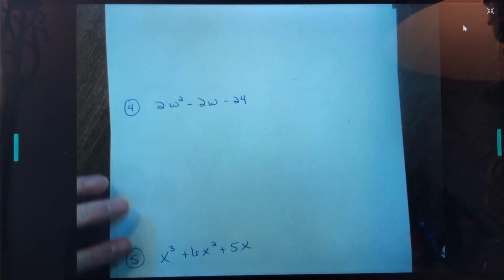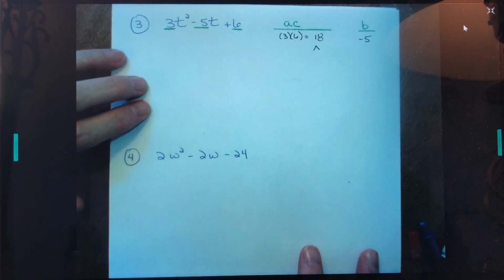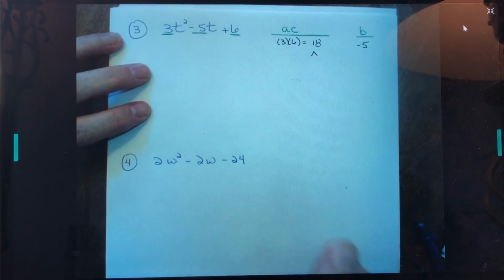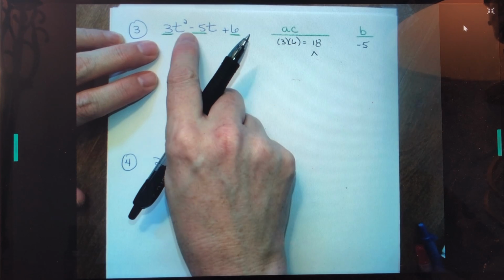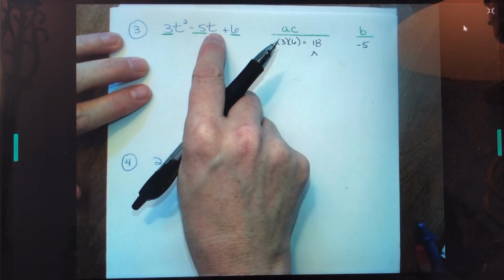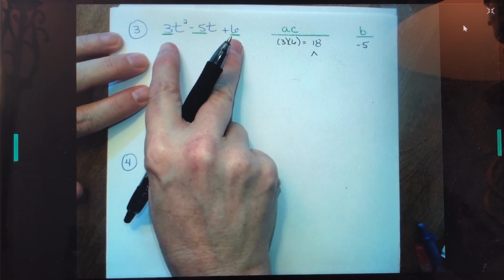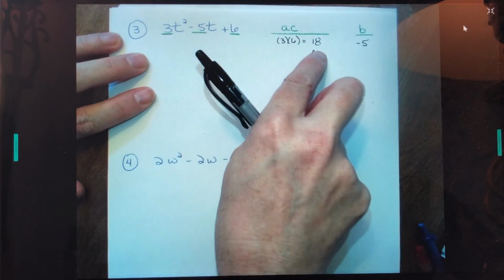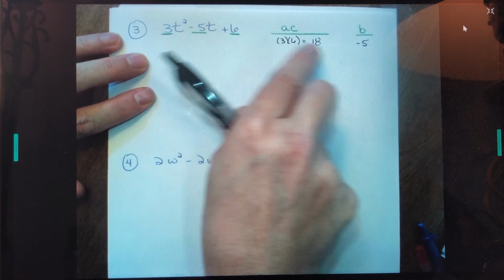Okay. Another example I want to show is what do you do if you can't find the numbers? And so here I've got t's, which is fine. It's just a different letter to use as a variable. Descending order, there's no GCF. So A times C, that's 18, and my B is negative 5.